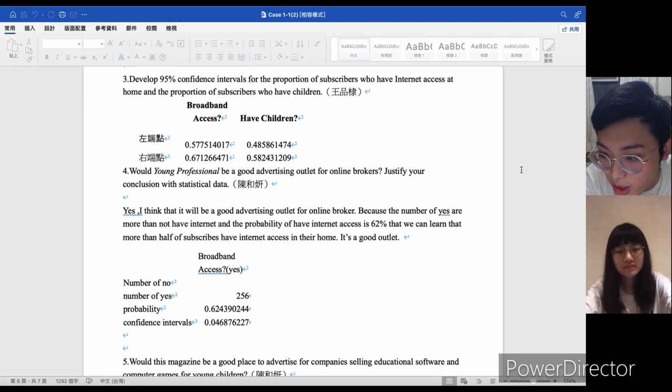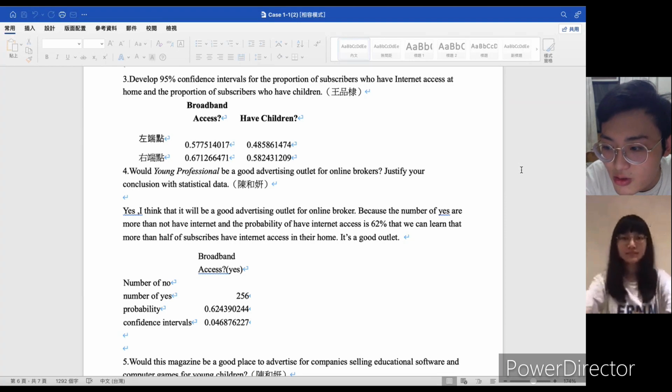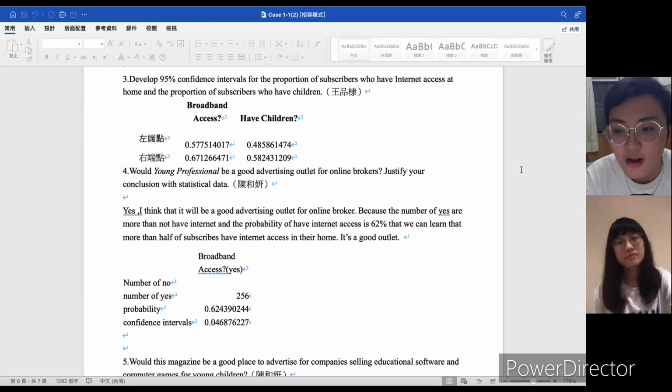Then we use a similar way to calculate the left endpoint and right endpoint for subscribers who have kids. We use the percent of how many people have children and the 95% confidence interval, and we got the left endpoint of 0.0485 and the right endpoint of 0.582.